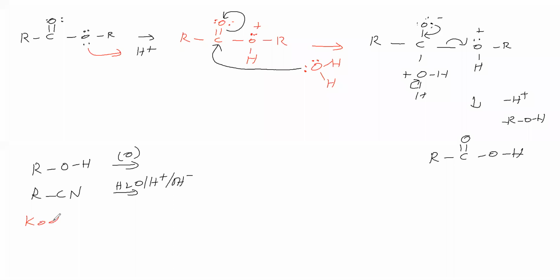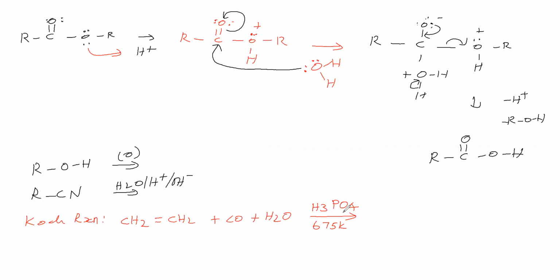Next one is Koch reaction. Here we will take alkene, for example ethylene. Then carbon monoxide and water we have taken. We are taking acid H3PO4, and the temperature we are keeping at 675 Kelvin.